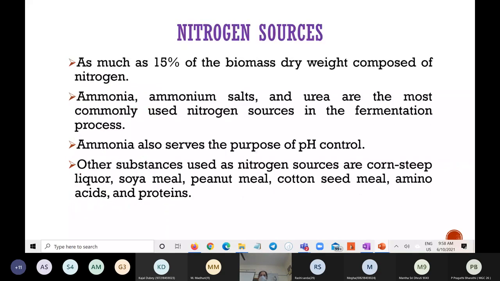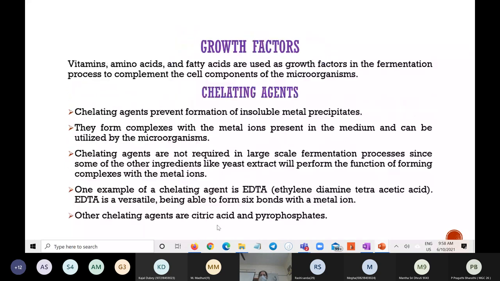Now come to the nitrogen source. Nitrogen sources are in the form of ammonia, ammonium salts, urea. These are the most commonly used. They also serve to control the pH. Then coming to the growth factors. Since microbes are there, we need to provide them some growth factors for the additional maintenance of their growth. So vitamins, amino acids, fatty acids are used.